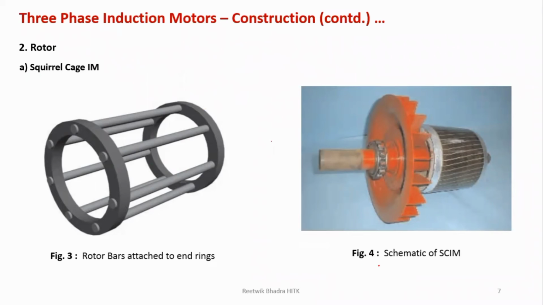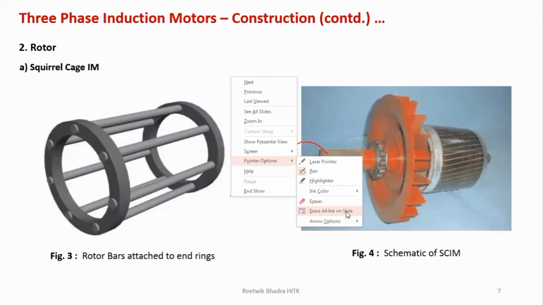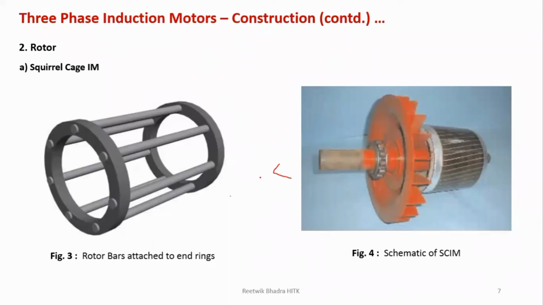Now on the right-hand side in figure 4, I have shown you a schematic of a squirrel cage induction motor. If you try to perform any experiment in a lab and buy a squirrel cage induction motor, you will get this type of structure from the market. This is called a shaft, where the load is connected. The load will be mechanically driven, because the output is mechanical energy, that means rotation. So it will be used for any application which is rotating in nature.